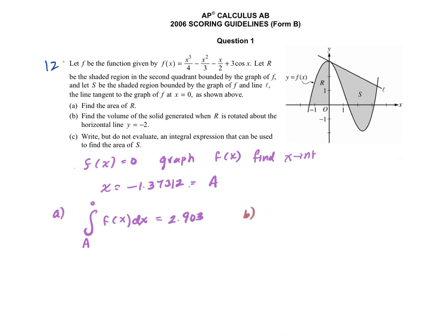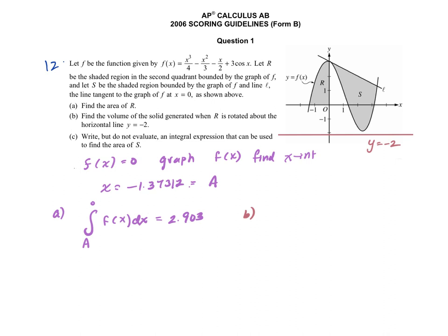For part B, find the volume around the horizontal line, negative 2. So we're looking about here. So we'll say y equals negative 2. And again, we're into this already, so I'm not going to explain it too much, but it's going to be the curve minus the axis of rotation, or the axis of rotation minus the curve. I prefer to do the one that's on top.